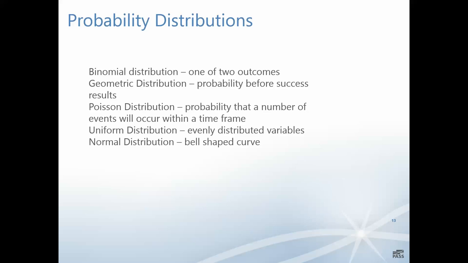We also have different types of distributions. Now this really means how differently we look at the data when we're looking at probability. So binomial distribution is simply one of two outcomes. You'll probably see examples of heads or tails, and that's very simple. Heads or tails, one or two outcomes.